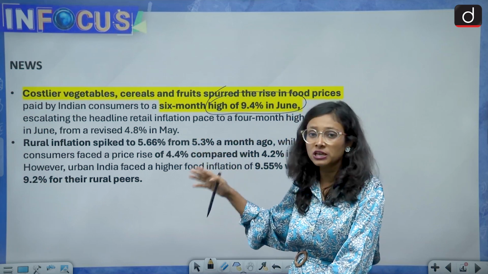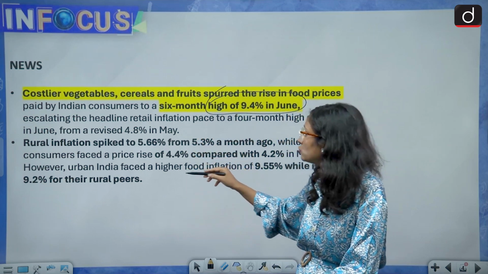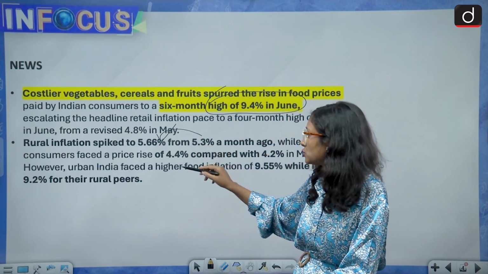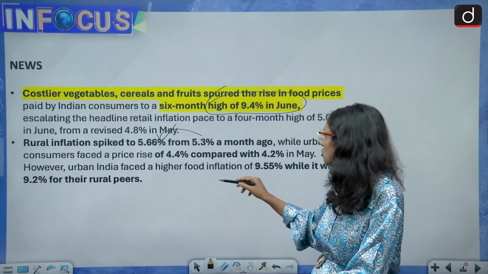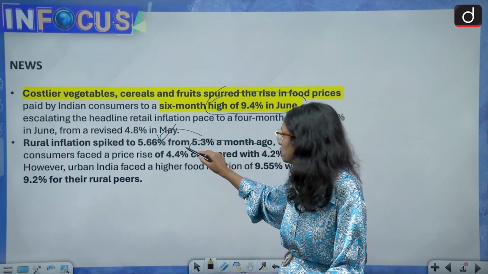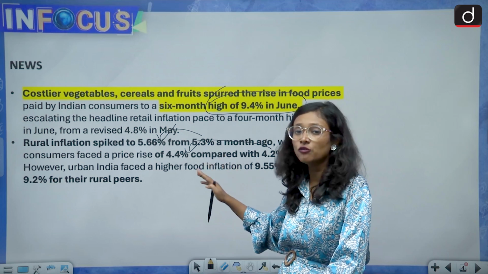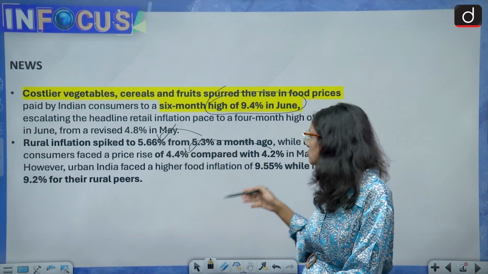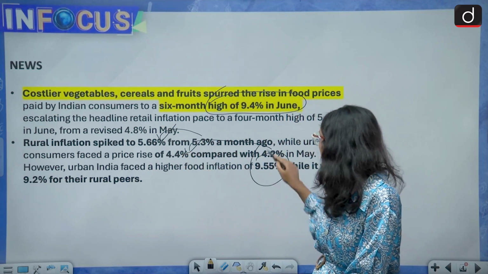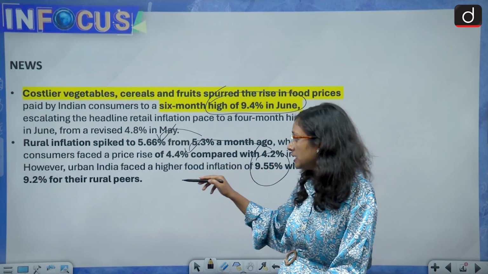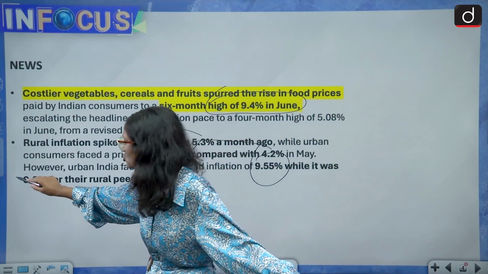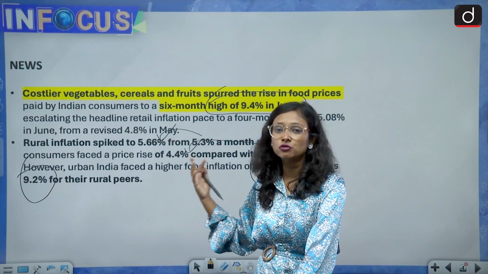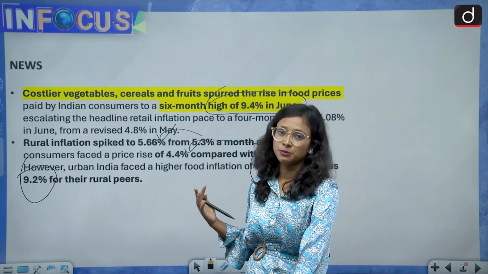If we talk about rural inflation, it spiked from 5.3 to 5.6. So there is a rise in rural inflation. Urban inflation has also risen, from 4.2 to 4.4. So there was a slight increase in the month of June in comparison to May. And overall it is 9.55%, and for the urban area and for the rural area it is 9.2%. So it is almost similar, but in the urban area it is more. So this is about food inflation, and this news we are going to cover in today's session.